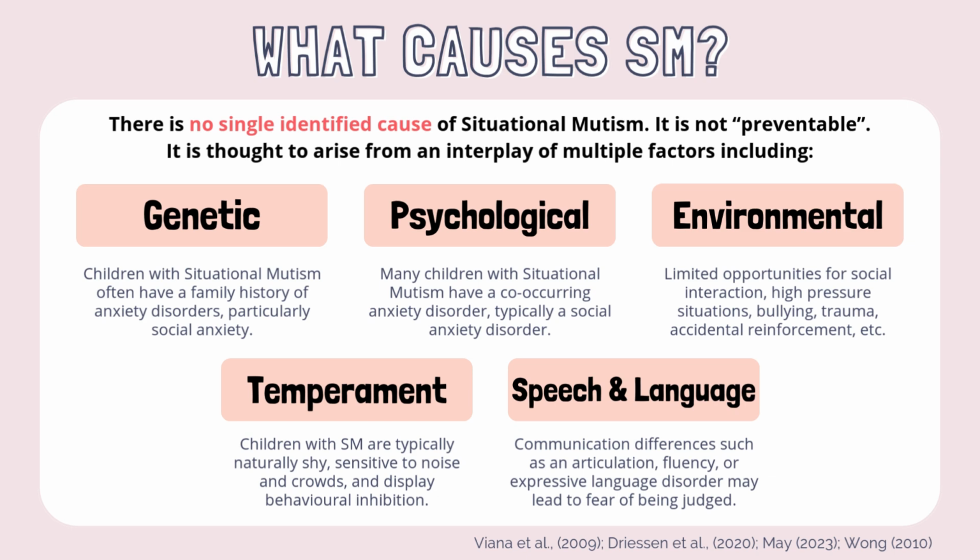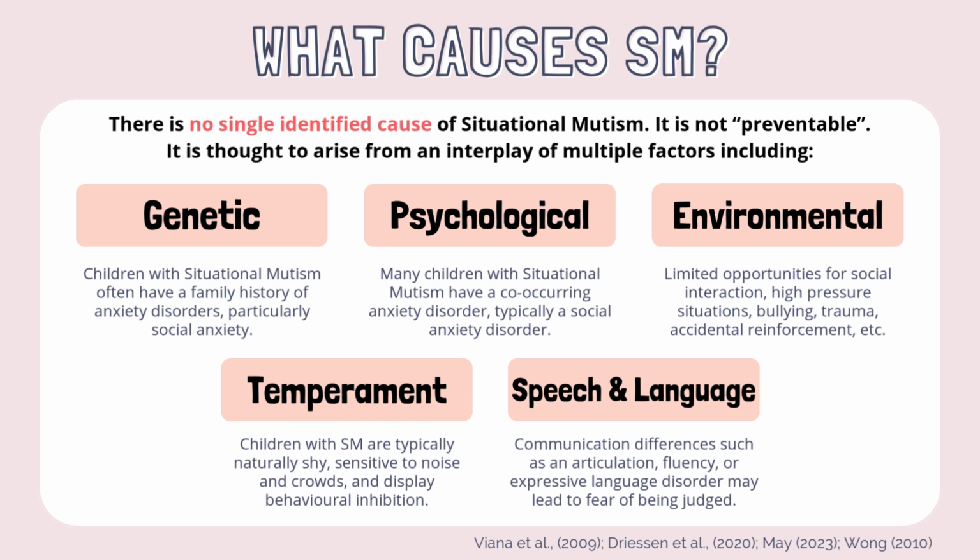Temperament also plays a role, as children who are naturally more shy or sensitive to noise in crowds are at higher risk for developing SM. Behavioral inhibition, or a biologically based tendency to react to unfamiliar people, environments, or situations with fear or withdrawal, is the most consistently linked temperament trait in situational mutism research.